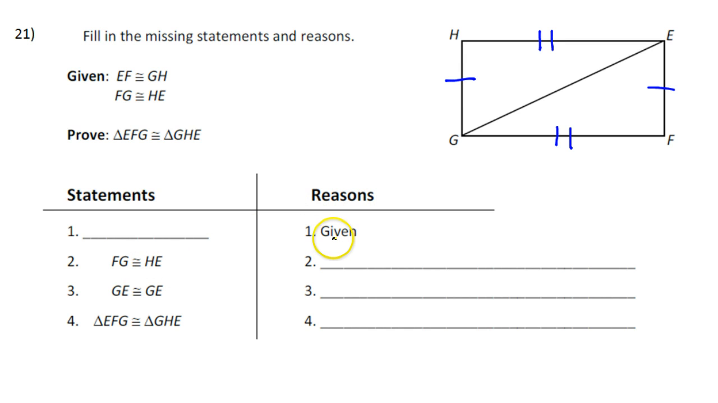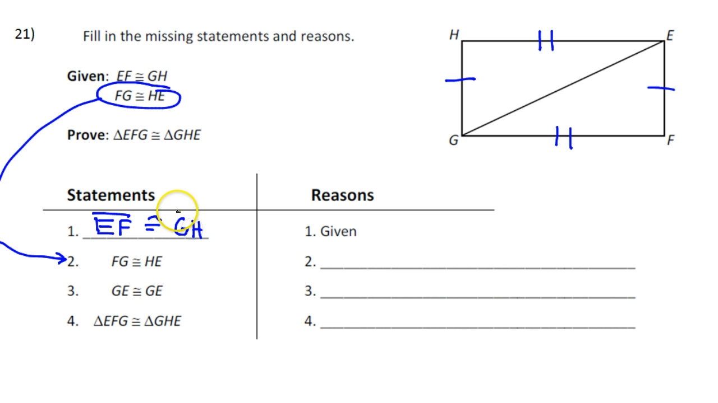Okay, so I see it says given right here, so I need to say one of the givens. I'm not going to say FG equals HE yet, because clearly that's the second one. So it must be the first one. So I'm supposed to say that EF is congruent to GH, which is given. And then FG is congruent to HE. Of course, that's also given.